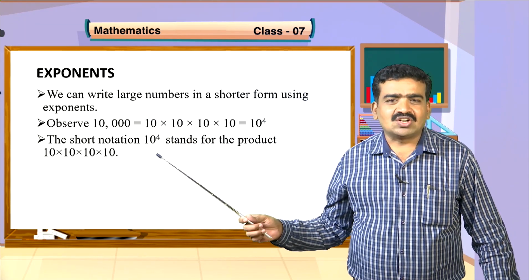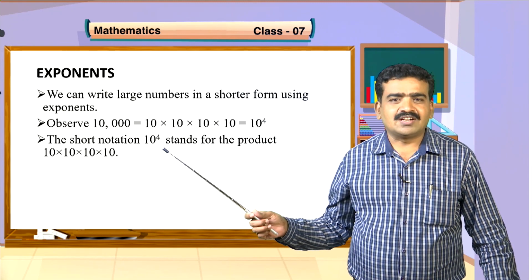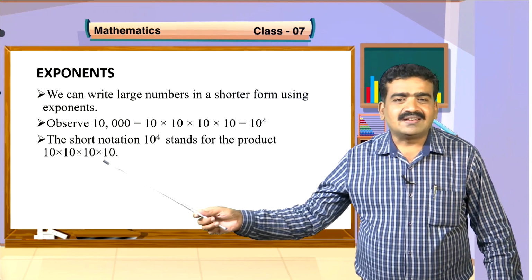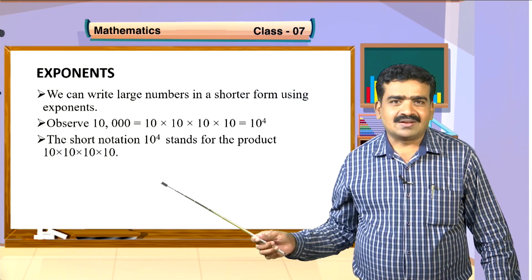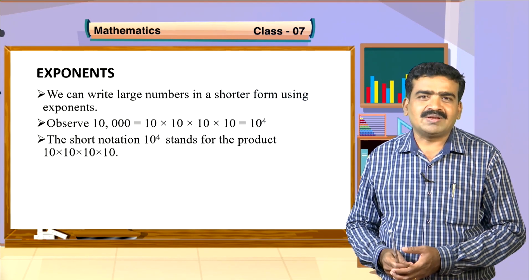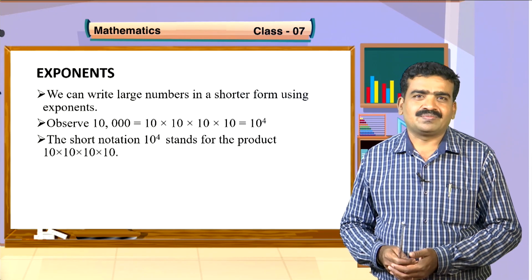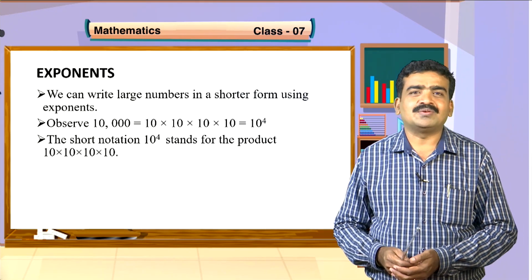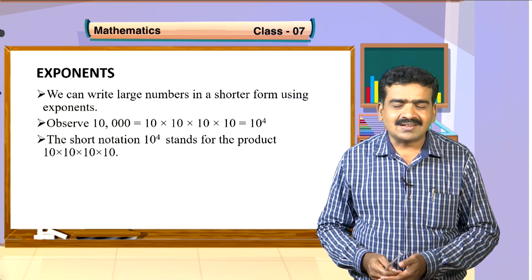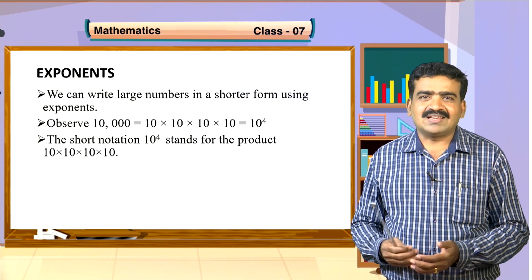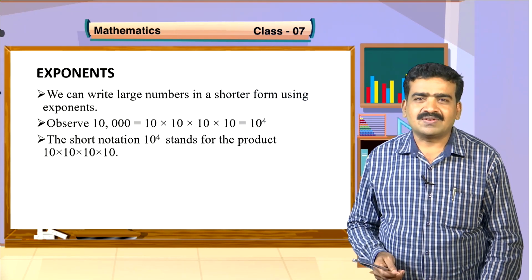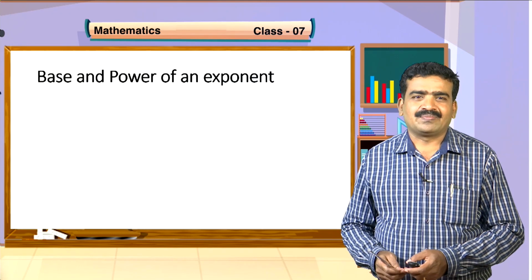Similarly, the shorter notation 10 to the power of 4 stands for the product of 10 into 10 into 10 into 10. We can write 10 to the power of 5, which is the shortened form of 1 lakh, that is 10 into 10 into 10 into 10 into 10. So, how many times do we have to multiply 10? 5 times. So, like this we are going to express a larger number in simplest form by using exponents.